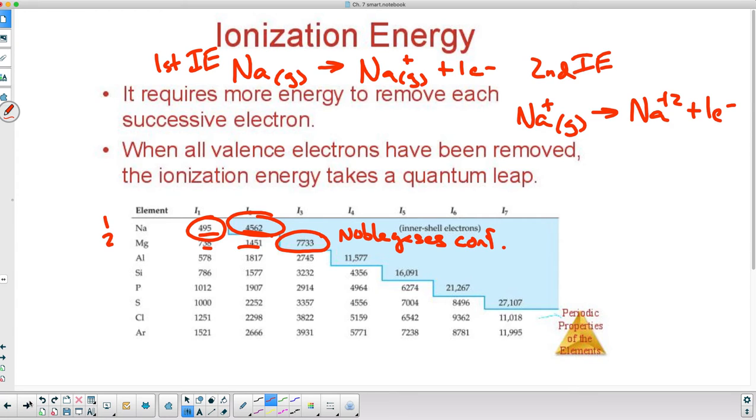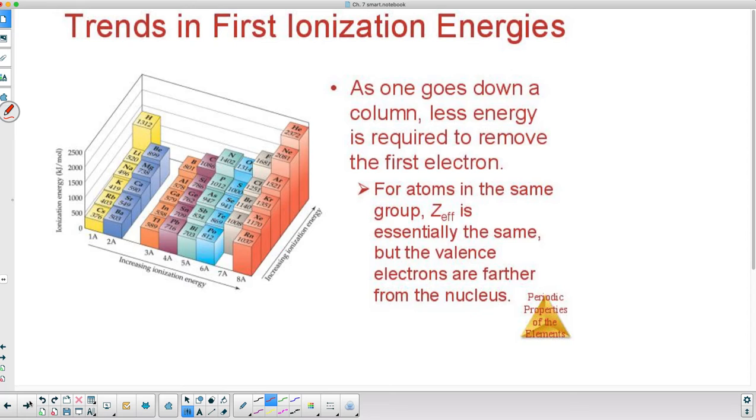So let's keep moving. Take a look at the trends of the first ionization energy. Obviously, we start in the upper right-hand corner of the periodic table. That is the highest ionization energy, and it decreases as you go down a group, and it decreases as you go from right to left. In other words, it increases as you go to the right, but decreases as you go down. All right, so these trends we're going to want to know.